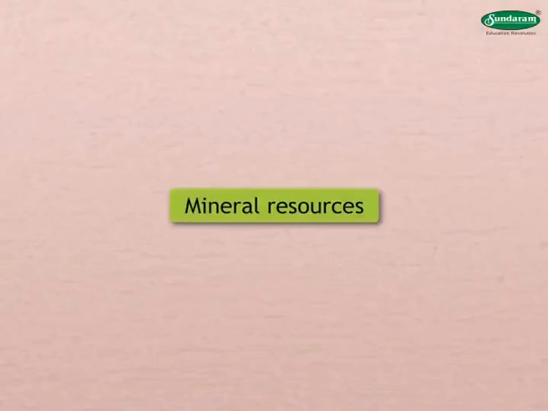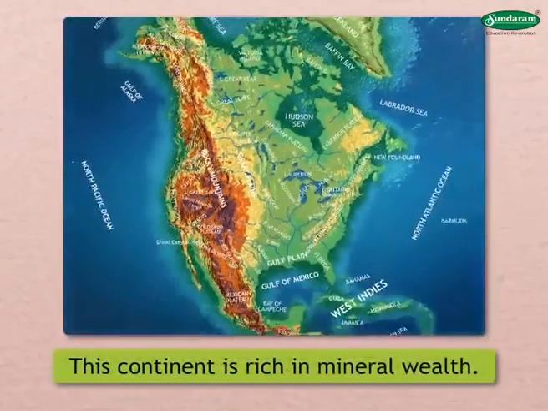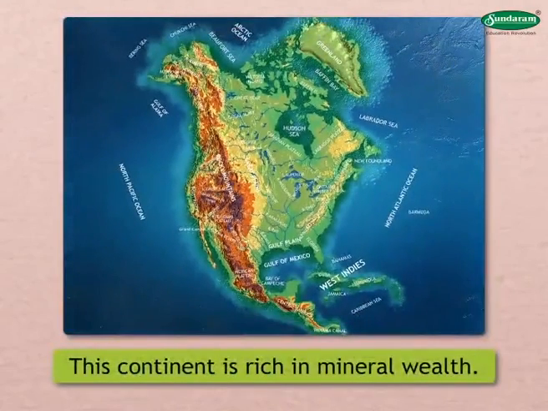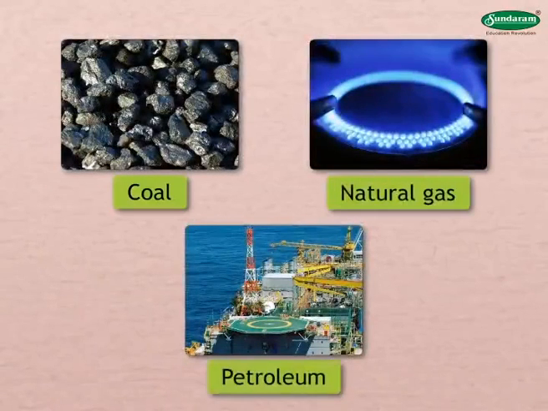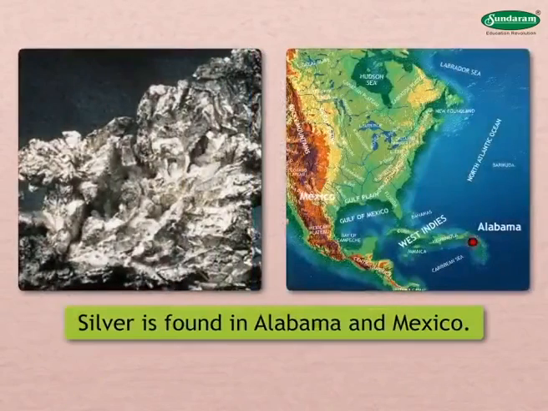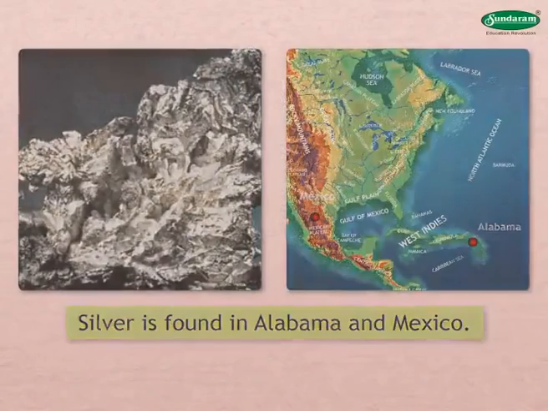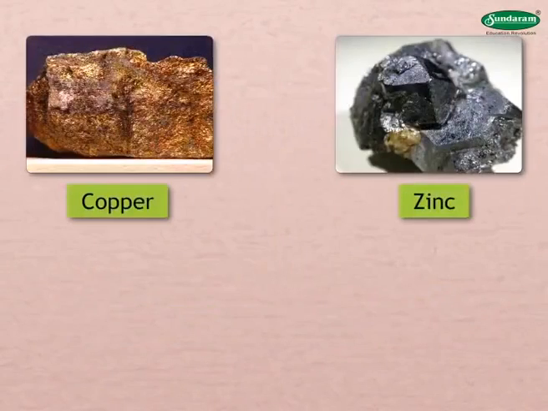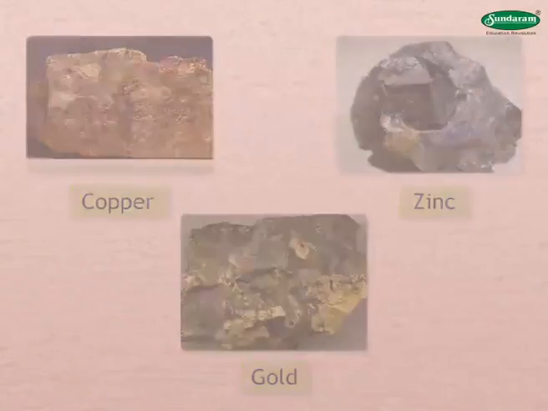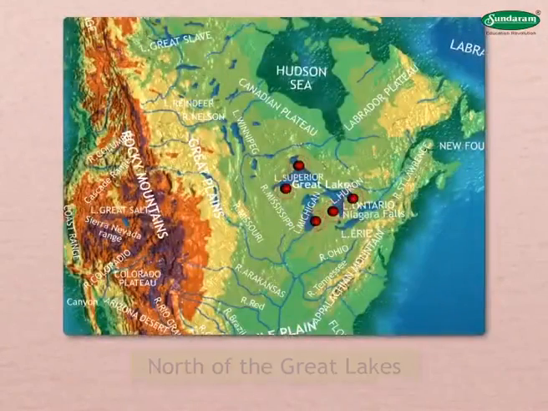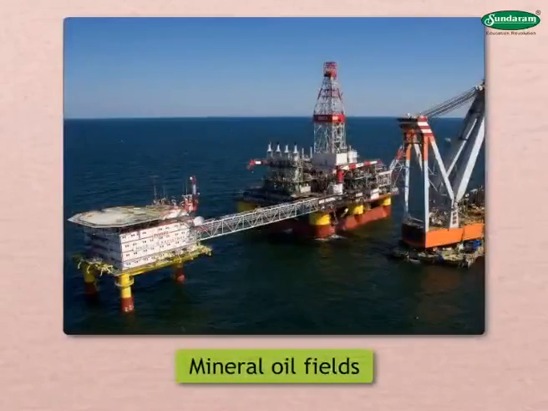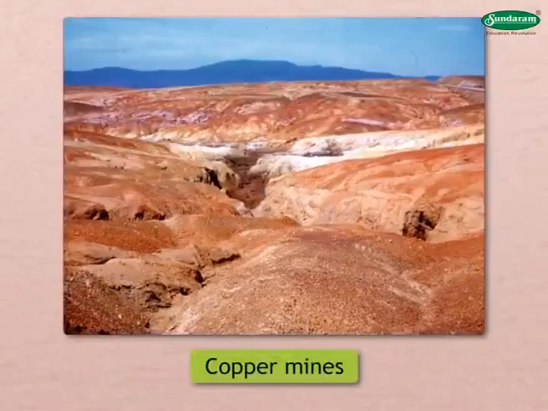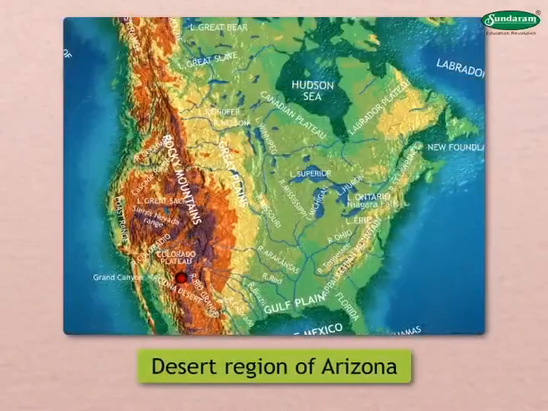Mineral resources. This continent is rich so far as mineral wealth is concerned. Minerals like coal, natural gas, and petroleum are found in large quantities here. Silver is found in Alabama and Mexico. Copper, zinc, gold are found in the areas north of the Great Lakes. South California and Mississippi Basin are known for mineral oil fields. Copper mines are located near the desert region of Arizona.